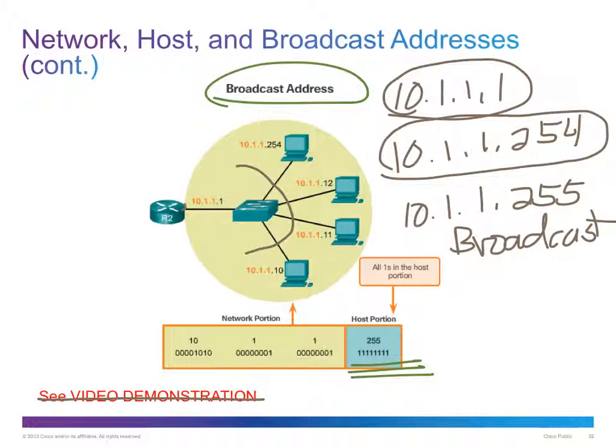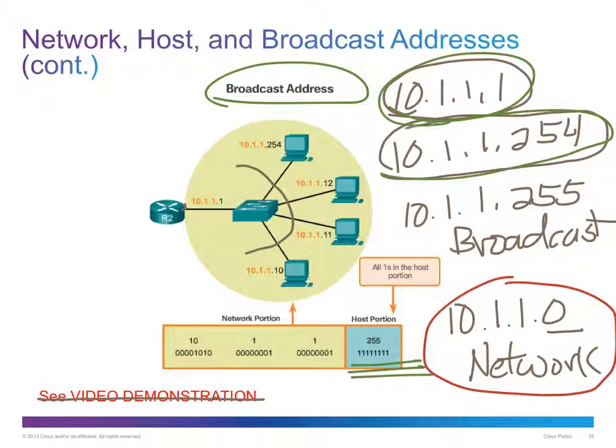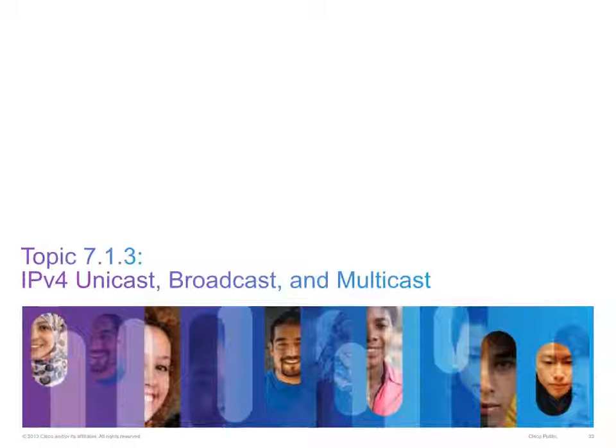And if you look at the address like this, 10.1.1.0, 0 there, that's considered then the network address. So that's a specific network address. So we have the network address, then we have all these host addresses, and then we have the broadcast address. That's it.